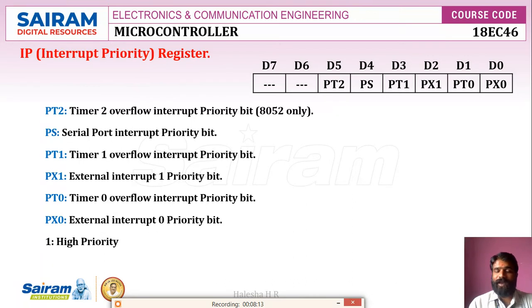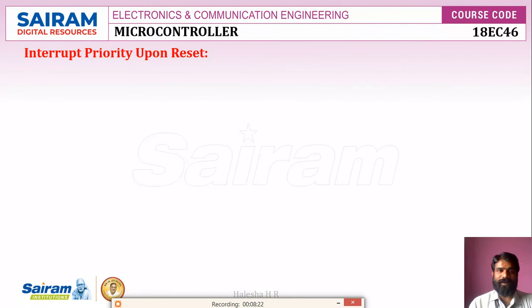If it is 1, high priority. If it is 0, low priority. Okay, this is how we can set high priority or low priority. I mean, only 2 priority levels can be set.